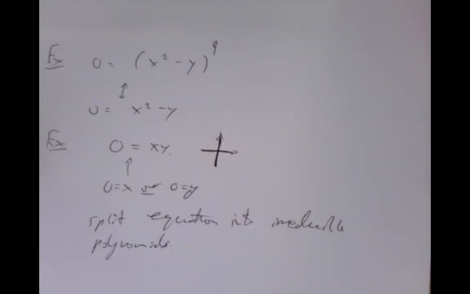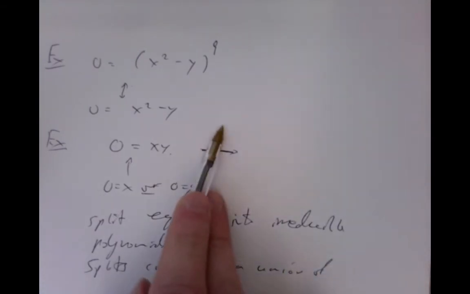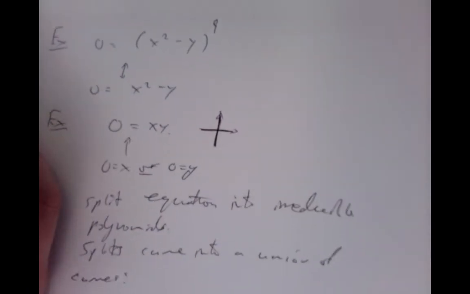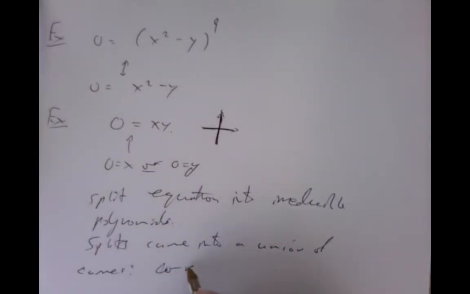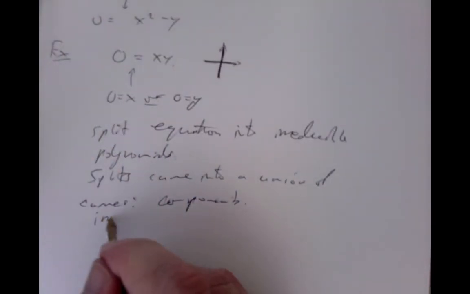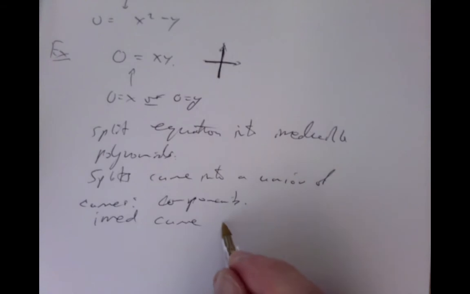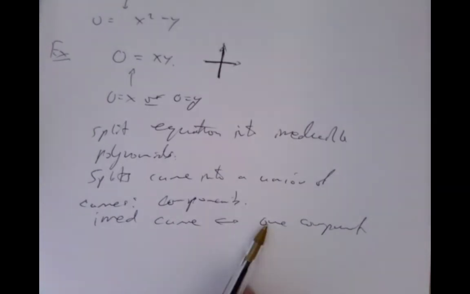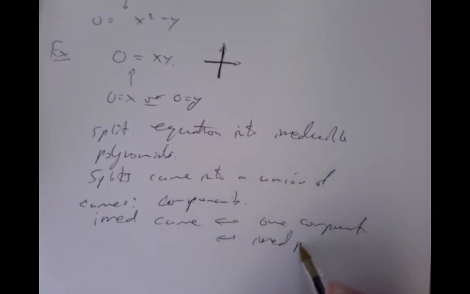So therefore, we can say that it splits the curve into a union of curves, like this example, which are said to be irreducible curves. They're called the components. And so it's an irreducible plane algebraic curve when it has just one component. In other words, when it's given by an irreducible polynomial after we factor it out from itself.